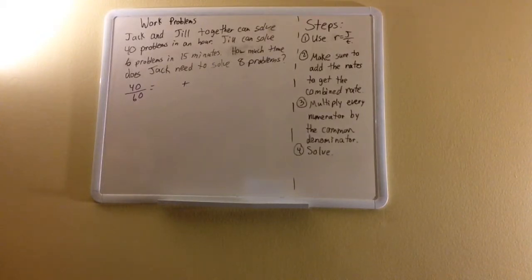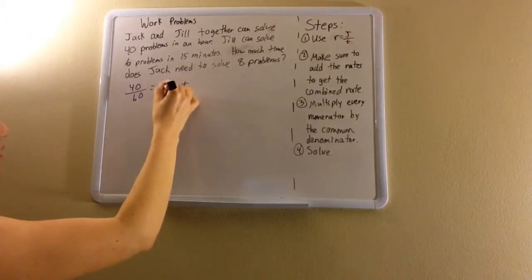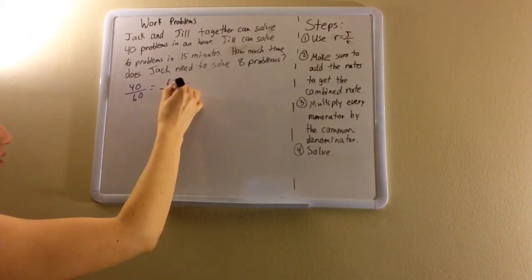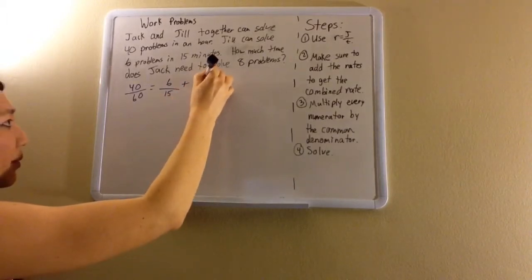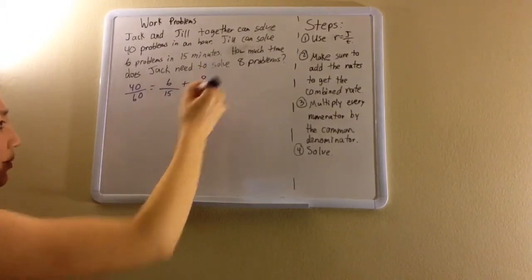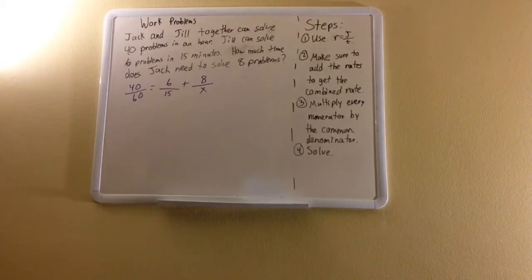So we're talking about Jill. She can solve 6 problems in 15 minutes. So 6 is the job, 15 is the time. And we're saying how much time does Jack need to solve 8 problems? So Jack is solving 8 problems, that's the job, and we don't know how much time it's taking him. That's what we're trying to find. Now I'm going to go ahead and solve this. So we've done the first 2 steps.